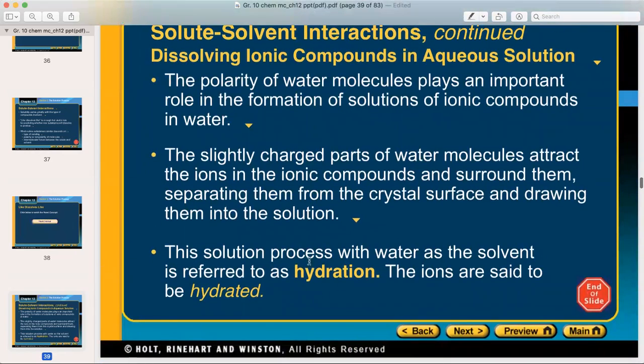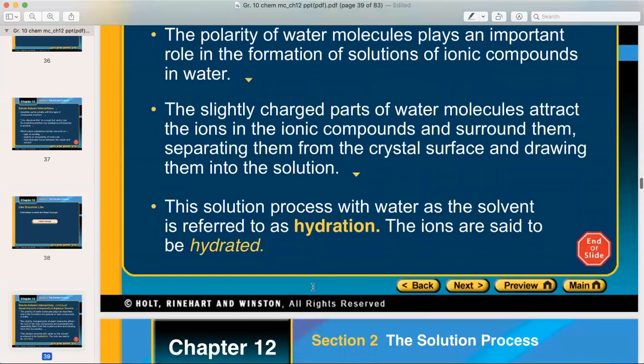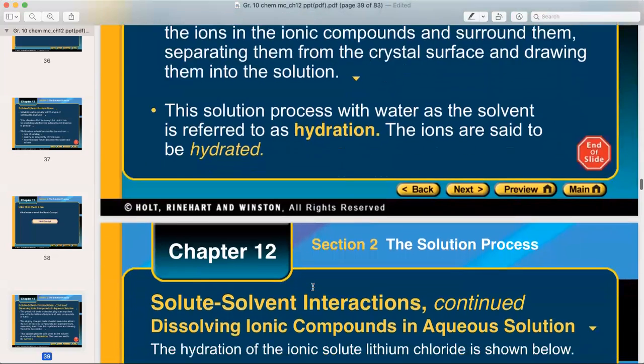Now, what is the hydration process? You will read all this thoroughly. I will just explain it in simple terms. The solution process with water as the solvent is referred to as hydration. So we can say any process in which you are forming a solution in which water is the solvent, we consider that hydration. In hydration, the water molecules gather around the solute molecules.